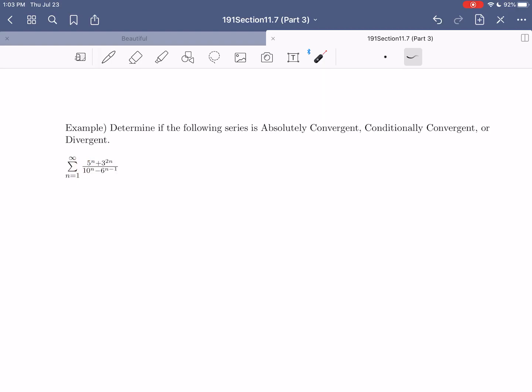But keep in mind that's going to be very challenging to work with because unfortunately if we put this all to the 1 over n, that 1 over n doesn't distribute over the addition and subtraction. So we're going to be sort of stuck there. Instead, let's see if we can do a little bit of rewriting.